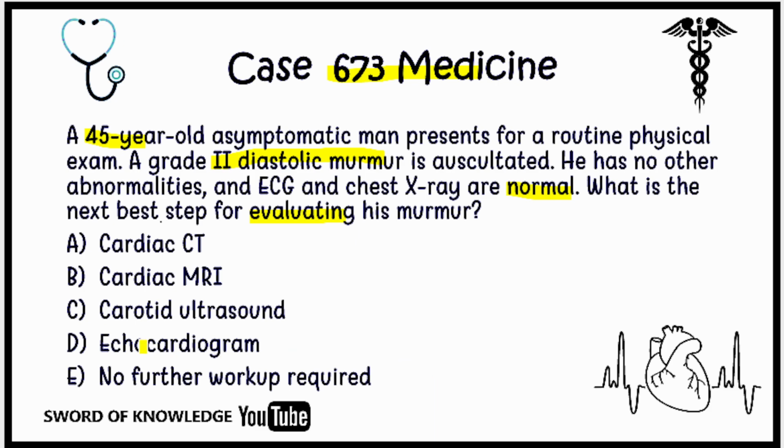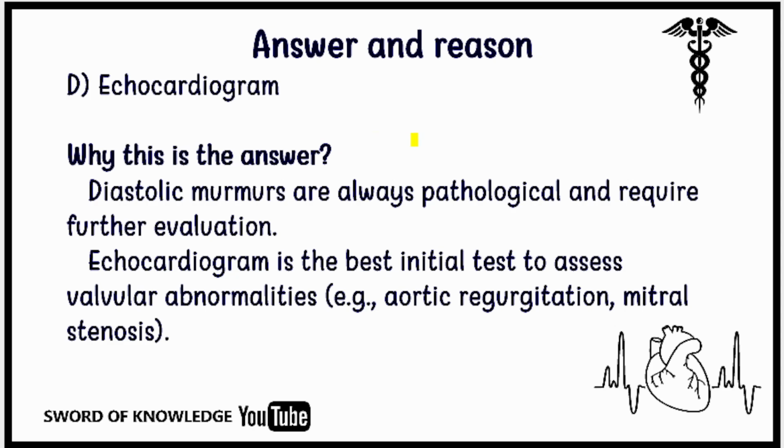Yes, you are correct. The answer is echocardiogram, option number D. So let's discuss why this is our answer. Our answer is echocardiogram in this case. Why is this the answer? Because in this patient we have a diastolic murmur, and you know that diastolic murmurs are always pathological, and they always need further evaluation for assessing the type of abnormality in this patient.